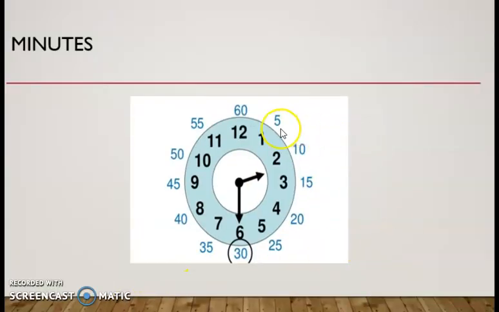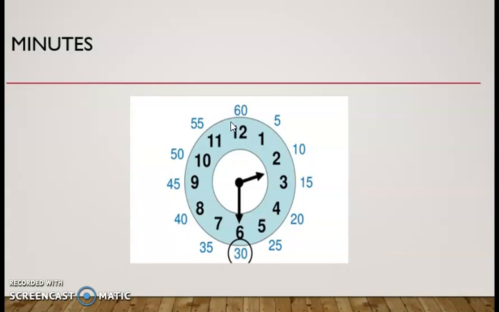Here also you can see that the clock is divided into 3 sections. First we have the hour section that tells us about the hour. The second is the minute section that tells us about the minutes. And on the inner side we have the second section. So hour is the biggest one, and after hour there are minutes, and then after minutes there are seconds.